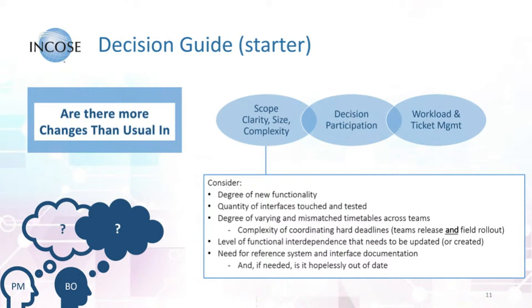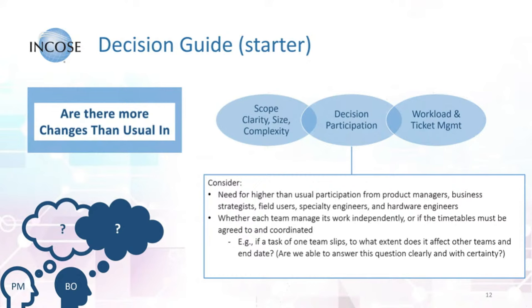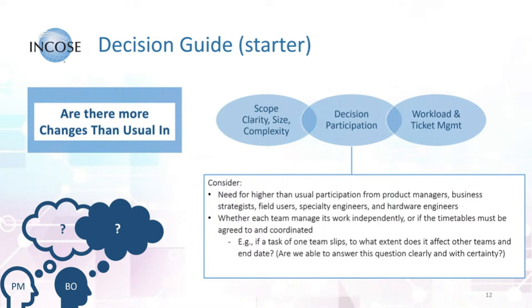Also, the level of functional interdependence that needs to be updated or created. So do we actually know what this system is about? Is it clear? Was the documentation 10 years old? And so on and so forth. On decision participation, are we looking at more participation than usual from the business owner, from the business strategists, from hardware engineers, from field personnel? So is it significantly different than usual? And again, going back to this idea of managing timetables, if I'm on one team and we're doing XYZ, do we have to call upon another team to participate in our decision-making in order to ensure everything will work?